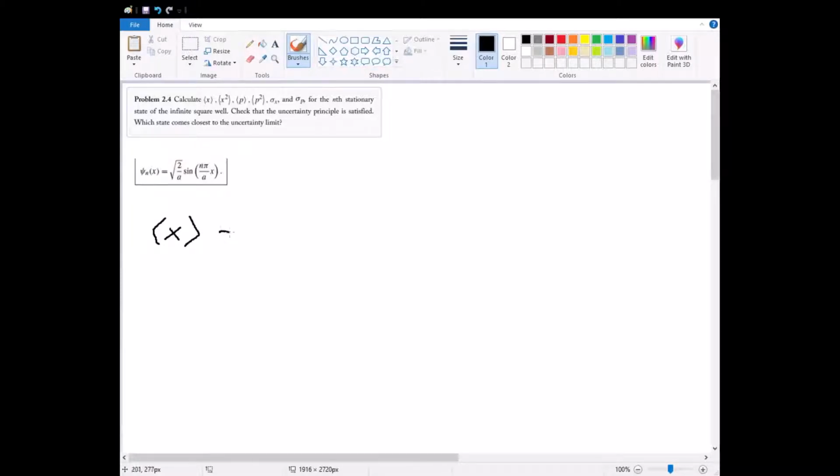So let's do that. This is going to be equal to, and we're going to square psi, so the square root of 2 over a is just going to become 2 over a, multiplied by the integral from 0 to a, because this is where our well is defined. And then we're going to take sine squared of n times pi over a times x, and we're going to add our second operator x right behind it, dx.